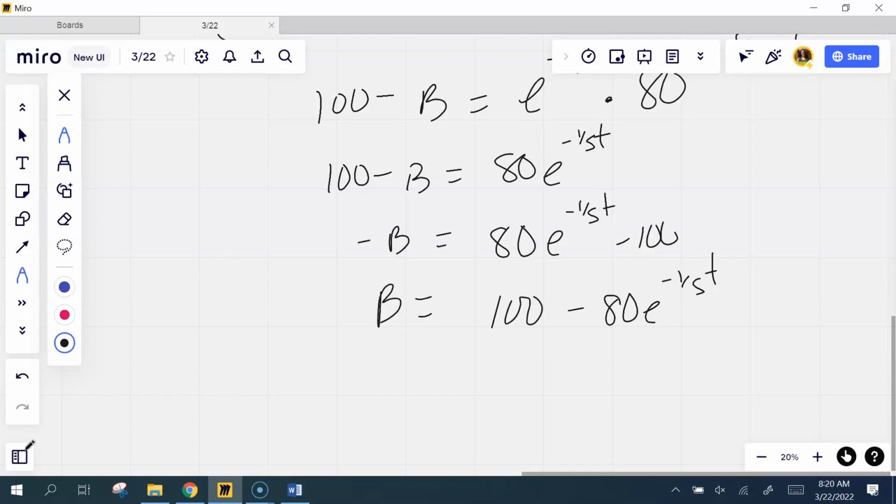Yes? That one was tough. I have a star by that one. I left my negative out in the beginning.